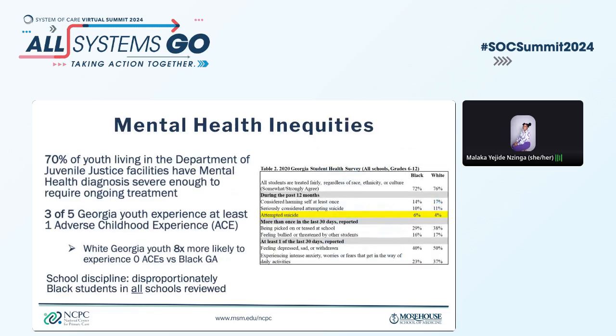Some of the mental health inequities we looked at included key statistics, including ACE statistics, with 3 of 5 Georgia youth experiencing at least one adverse childhood experience, and white Georgia youth being 8 times more likely to experience 0. The Georgia Student Health Survey showed us that Black students have a higher percentage for attempted suicide, and the Department of Juvenile Justice reports facilities having 70% of their youth with mental health diagnoses severe enough to require ongoing treatment.